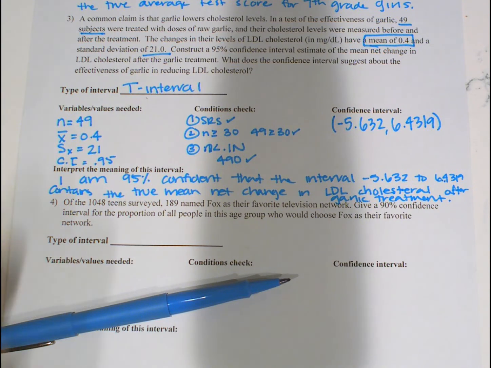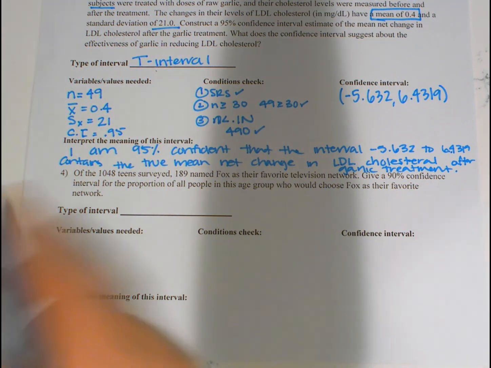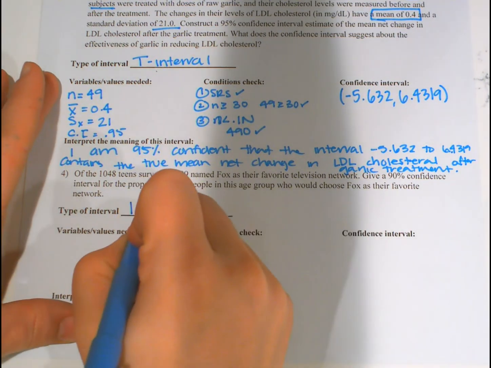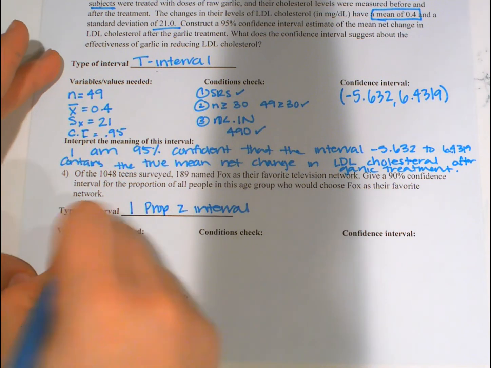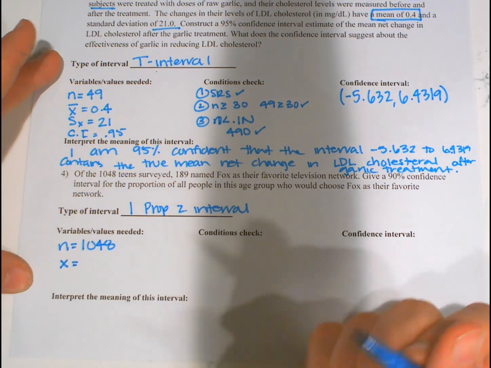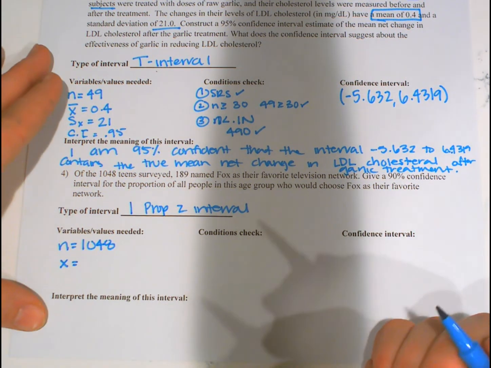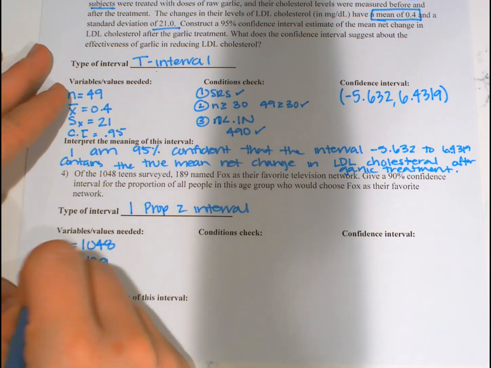All right, so then our last example. Of the 1,048 teens surveyed, 189 named Fox as their favorite television network. Give a 90% confidence interval for the proportion of all people in this age group who would choose Fox as their favorite network. So we're given a proportion of people, so we're going to use our 1 prop z interval. We know our total number of people surveyed was 1,048, the number who responded yes would be 189, and then we want a 90% confidence interval.